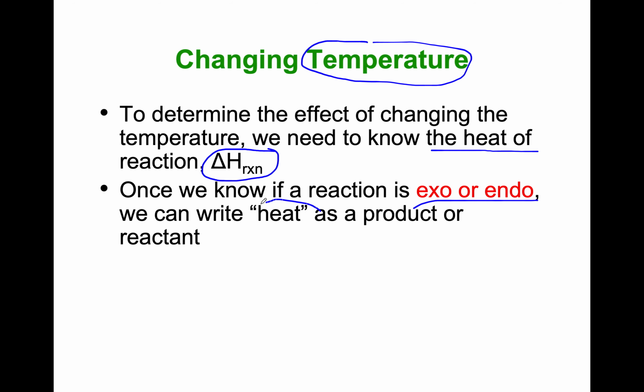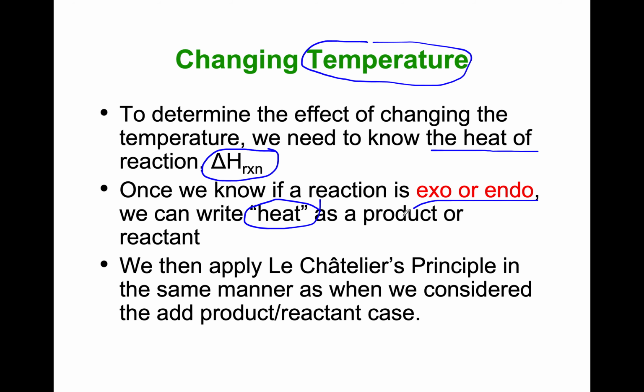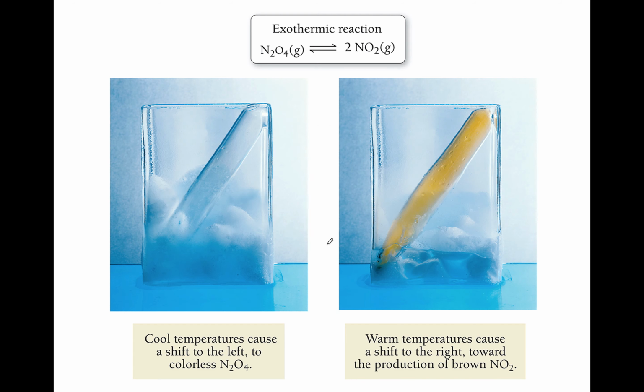What I encourage you to do is write right in there: heat. If you know it's endo, heat's a reactant. If you know it's exo, heat's a product. And with Le Chatelier's, we just treat it as a reactant or product. If heat is a reactant and you add heat, that shifts to the right. If heat is a product and you add heat, it shifts to the left. So let's take a look at an example of that.